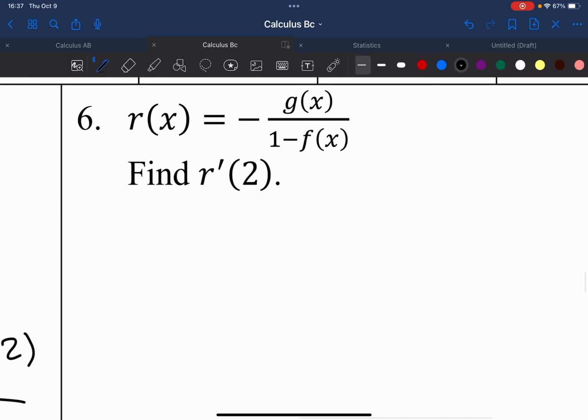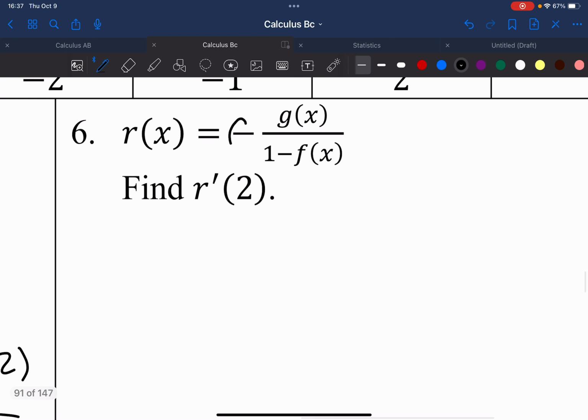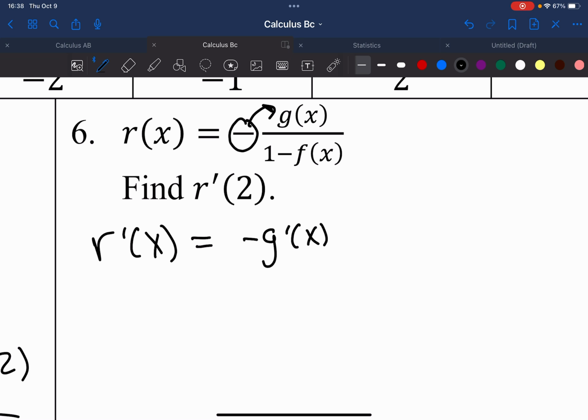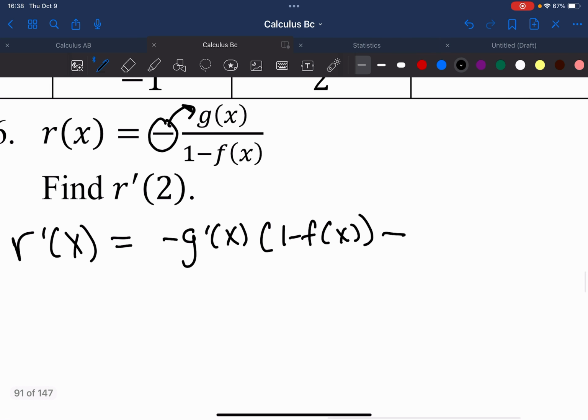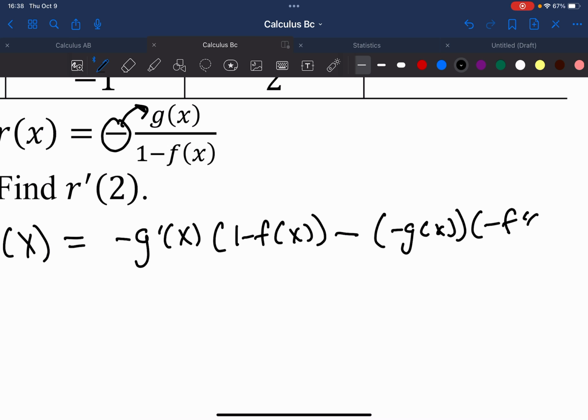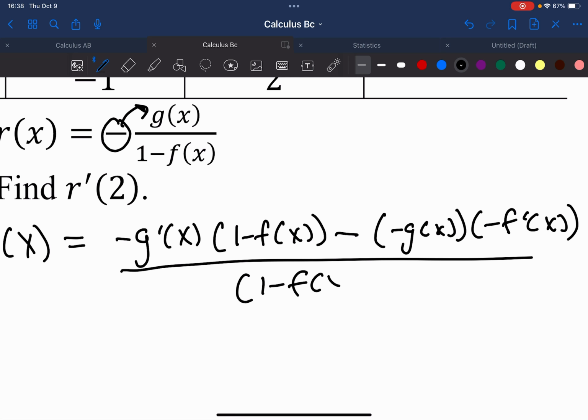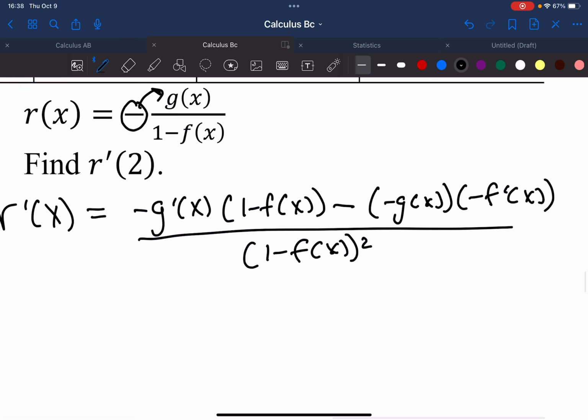And then the last example here, I'm going to go ahead and assign this negative to the top. So when I find r prime of x, I get negative g prime of x times 1 minus f of x minus negative g of x times negative f prime of x, all divided by 1 minus f of x squared.